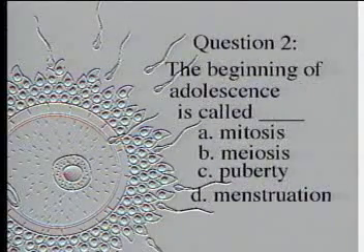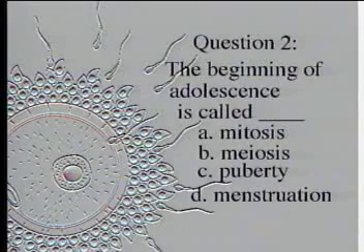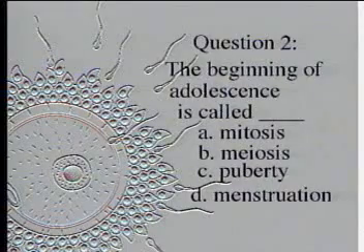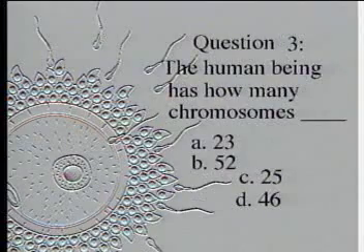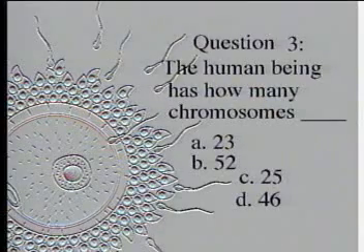Two, the beginning of adolescence is called A. Mitosis, B. Meiosis, C. Puberty, D. Menstruation. Three. The human being has how many chromosomes? A. 23, B. 52, C. 25, D. 46.